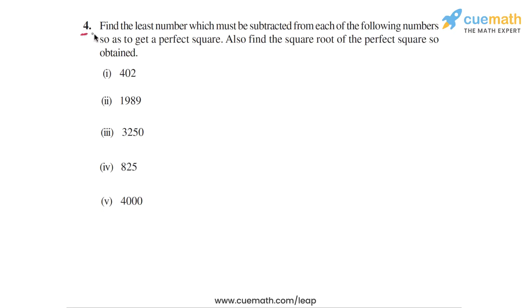In question 4, the problem statement says, find the least number which must be subtracted from each of the following numbers so as to get a perfect square. So we have these 5 numbers which are not perfect squares. For each number, we have to find the smallest number that we can subtract from the number to get a perfect square. And then we also have to find the square root of the perfect square so obtained.